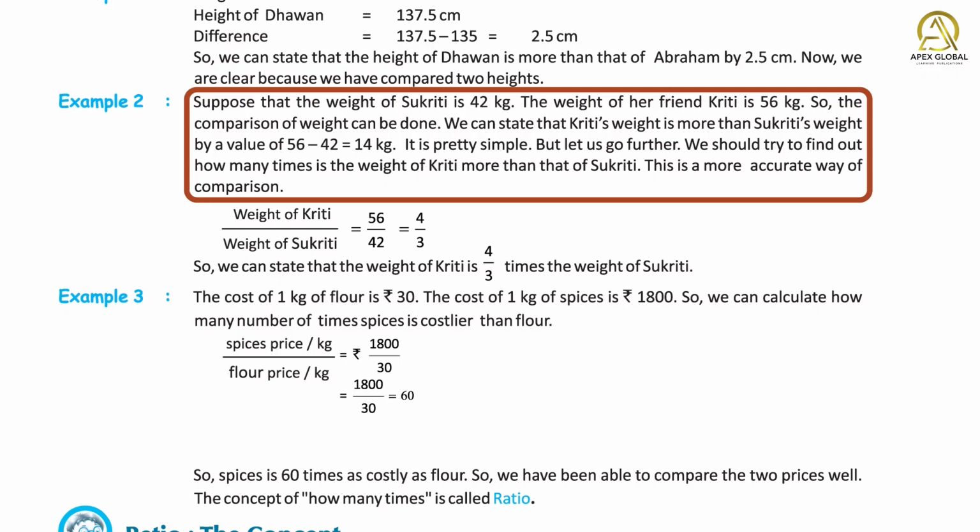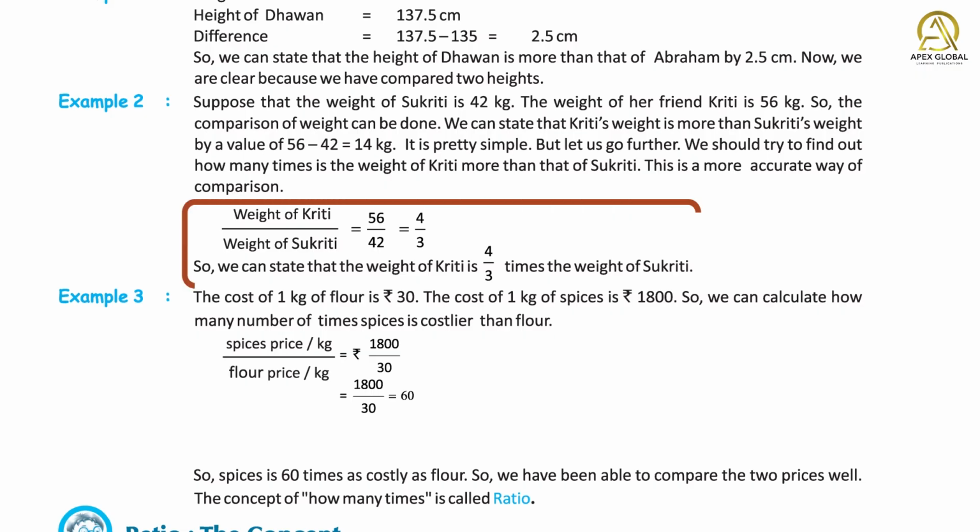We should try to find out how many times the weight of Kriti is more than that of Sukriti. This is a more accurate way of comparison. Weight of Kriti upon weight of Sukriti is equal to 56 upon 42 is equal to 4 upon 3. So, we can state that the weight of Kriti is 4 upon 3 times the weight of Sukriti.